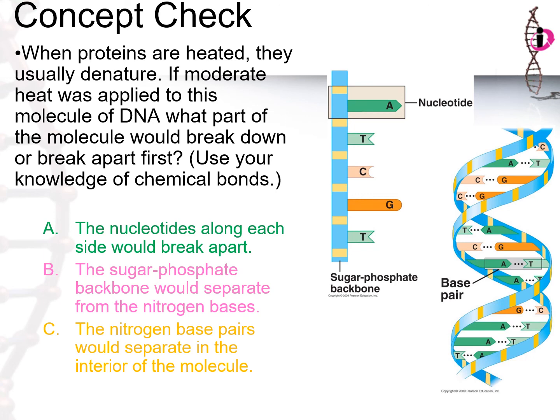So given that, think about what would break apart first in the DNA molecule. Would it be the nucleotides along each side? So would the nucleotide break apart? Would the sugar phosphate backbone separate from the base? Or would the nitrogen base pairs separate in the interior of the molecule? So again, you have to know where your bonds are and you have to know what kind of bonds are used where. The answer here is the nitrogen base pairs would separate in the interior.